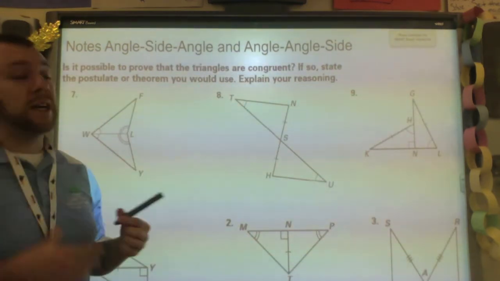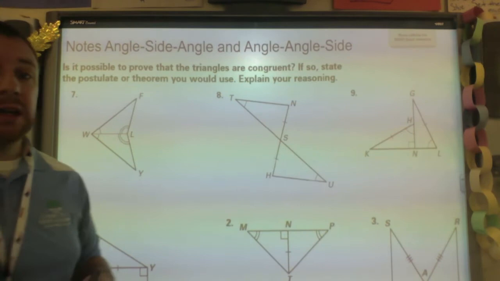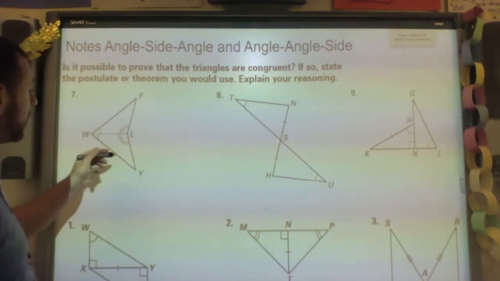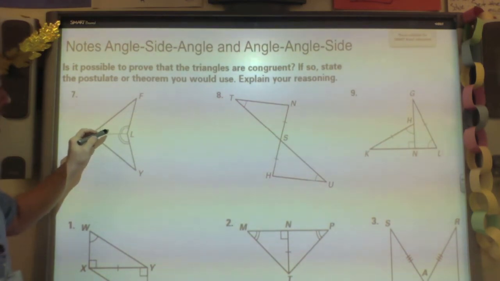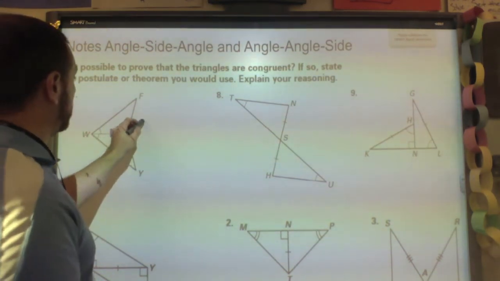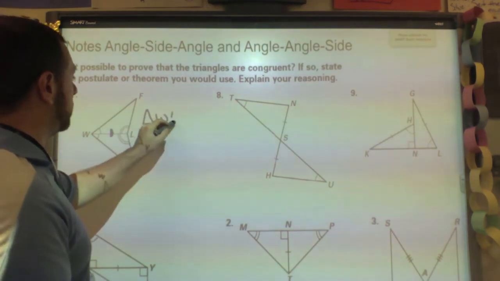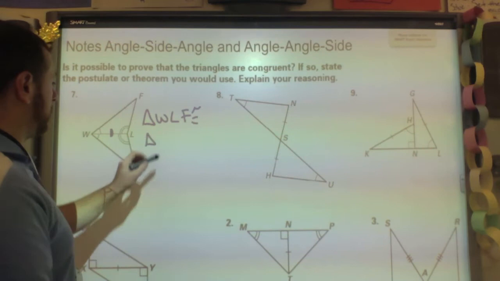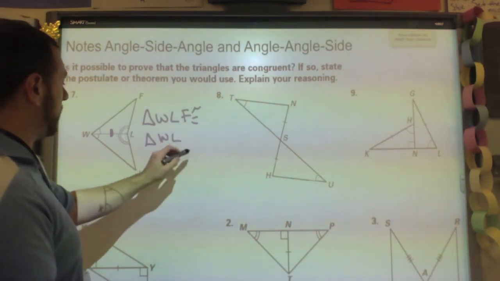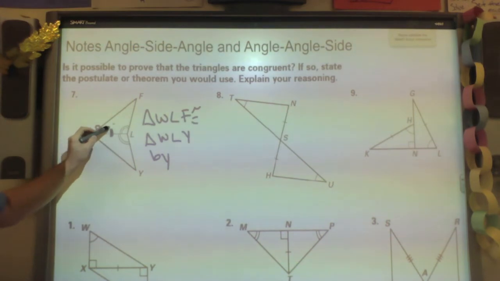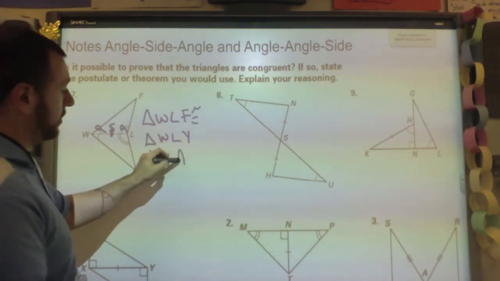These next ones, again, are just practicing. Can you prove these triangles congruent? So, again, you mark a shared side. Boom. Now I know triangle WLF is congruent to triangle WLY by angle, side, angle.